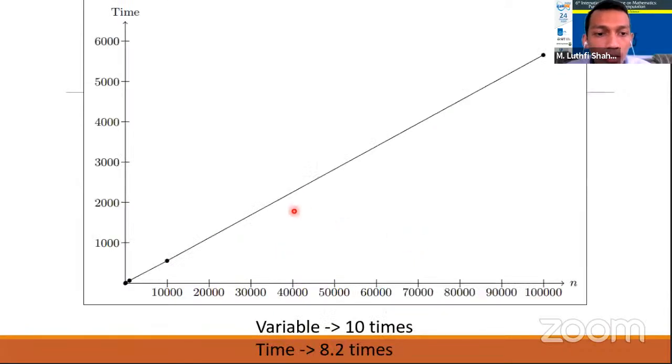And then this is the time needed for our genetic algorithm to solve the sphere function. So it seems to be linear, and after we calculate the time, we have this conclusion. If the number of variables is increased by 10 times, then the time we need to solve the problem is 8.2 times larger.